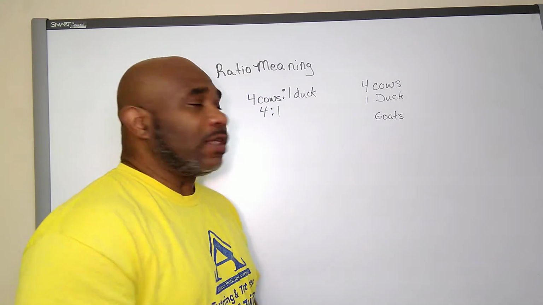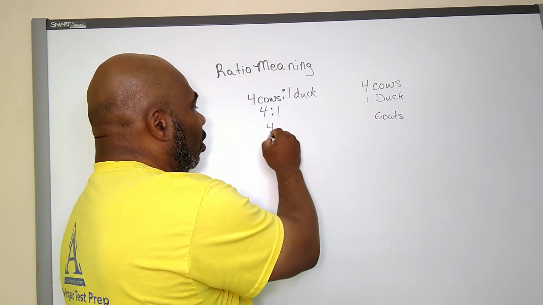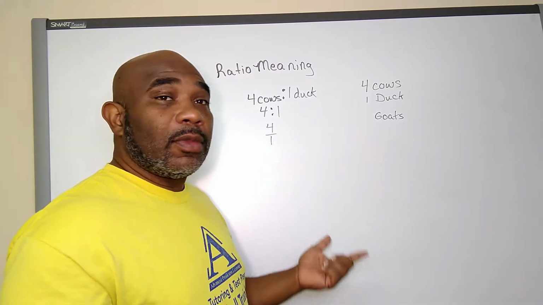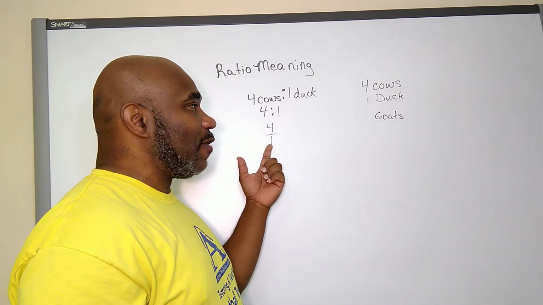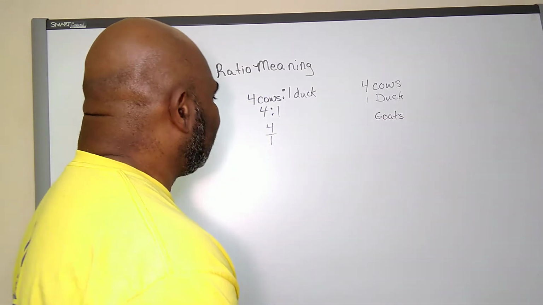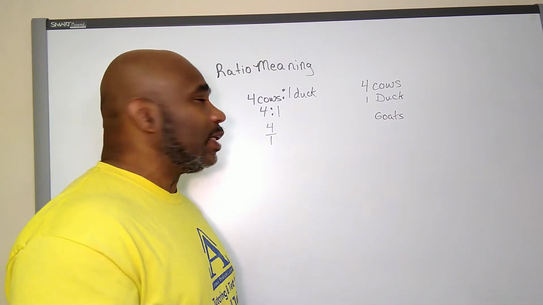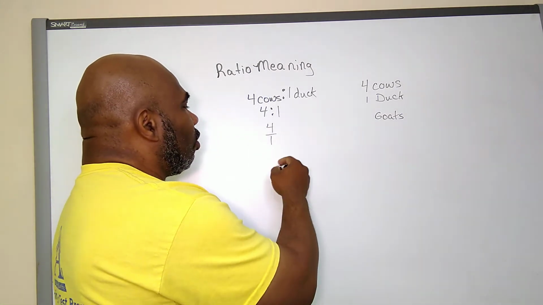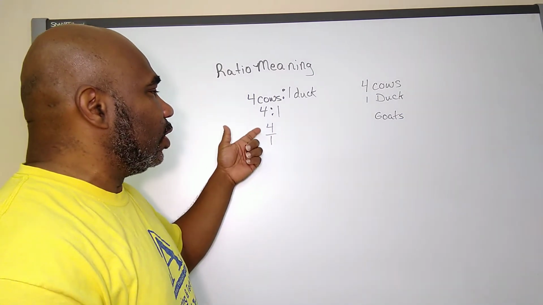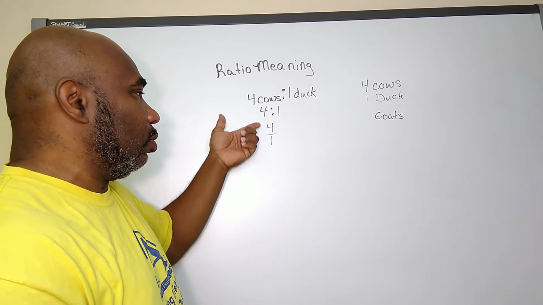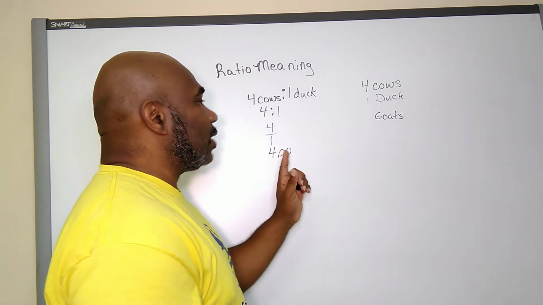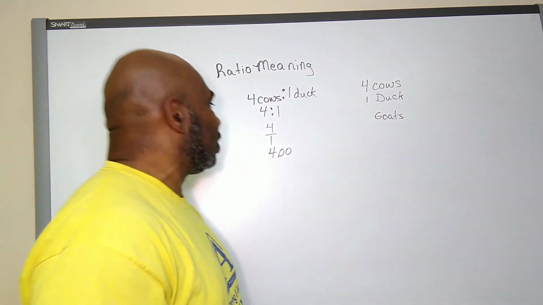We could also choose to write it as a fraction. 4/1, which means 4 cows for every 1 duck. You've done that before, right? Yes, you may say that looks like a fraction. Well, yes, you can write a ratio as a fraction. Now, we're going to go into more detail in another video, but we can also write this as a decimal. In this case, this one here is like 4. Well, there's not really a decimal here. It's just 4.00.